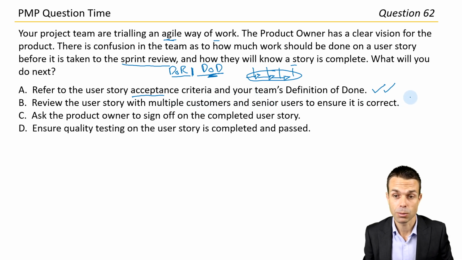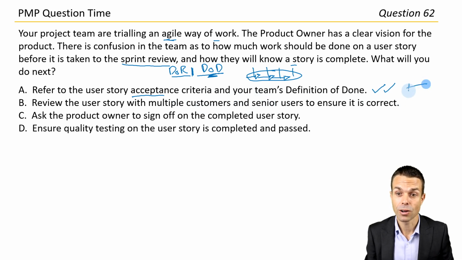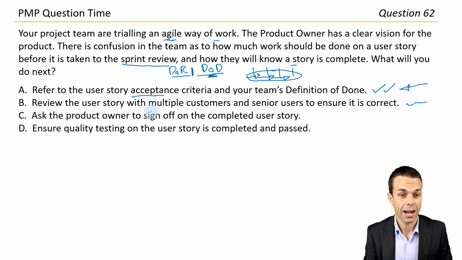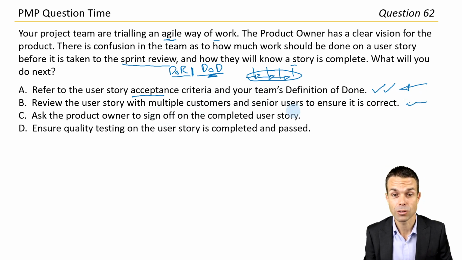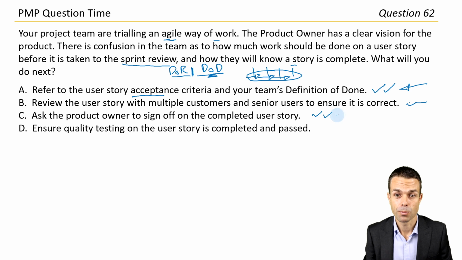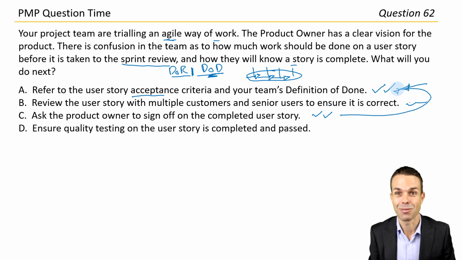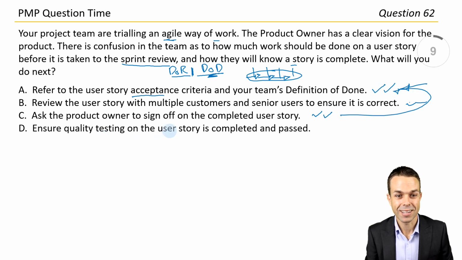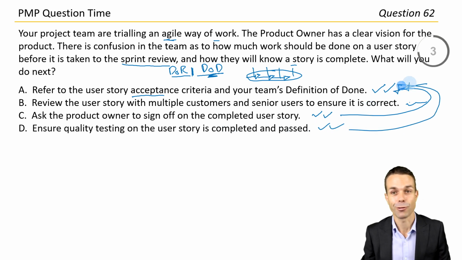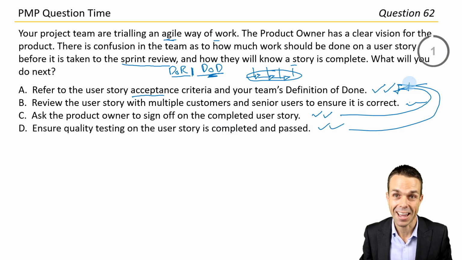Yeah, that's probably a good practice. Might be part of our definition of done, actually. So, it's a maybe. Ask the product owner to sign off on the completed user story. That's also good practice, because the customer is then accepting that item. But again, that's going to be part of our definition of done. Ensure quality testing on the user story is completed and passed, also good practice. These are all great answers, but the best answer for our purposes, let's go with answer A.